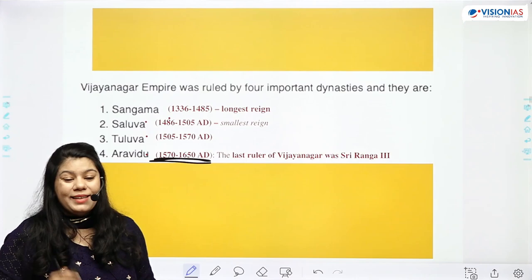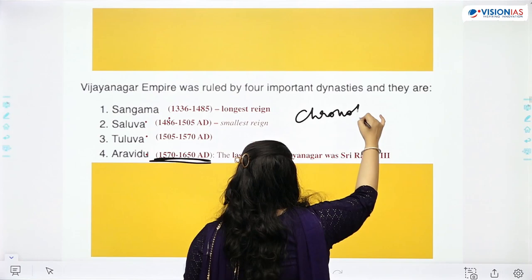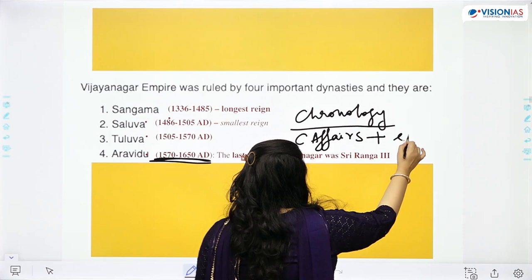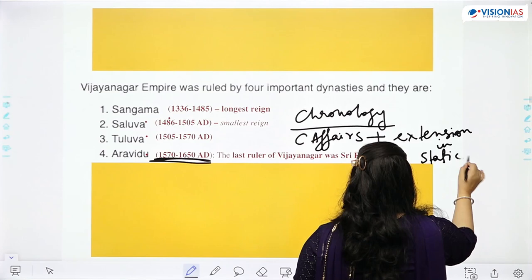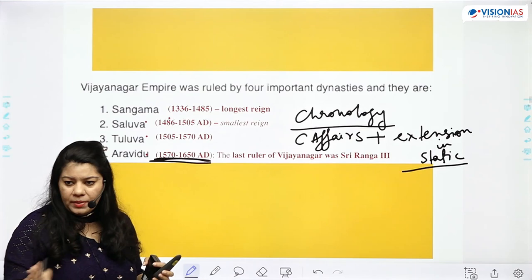That's why I'm bringing you all these linkages, because now you will be preparing for the next year. Chronology of important dynasties and events is very important. The second point I want to bring out is current affairs and its extension in static. Anything which is in current affairs, if you relate its fundamental or static portion with it, there is a chance that you might come to the right answers more closely, right?